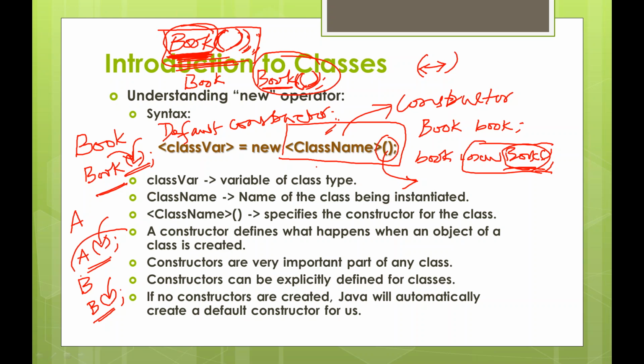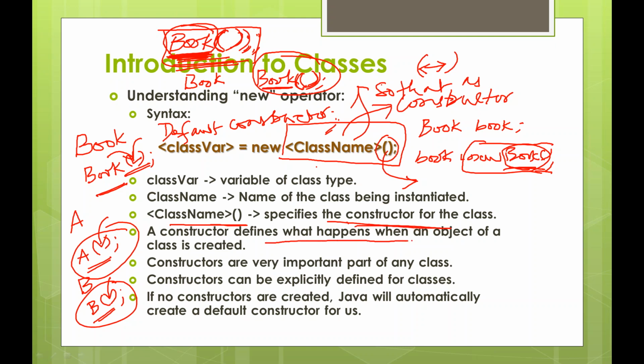This is our default constructor, right? A constructor without any parameters is called a default constructor. If you don't define any constructors, Java will give you a default constructor so as to create an object of that particular class. So this defines your constructor. A constructor defines what happens when an object of a class is created. This statement we will understand better in a later session.